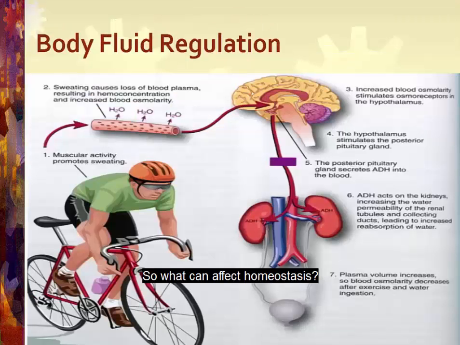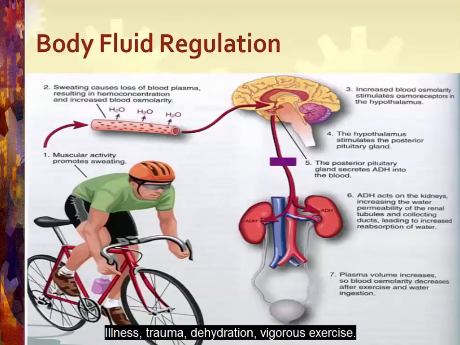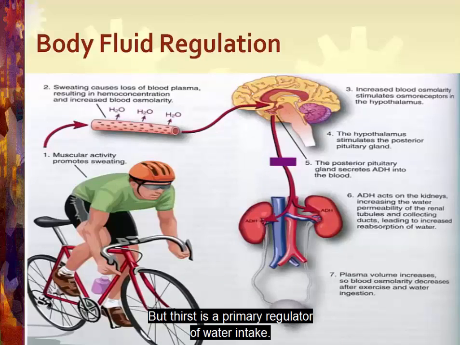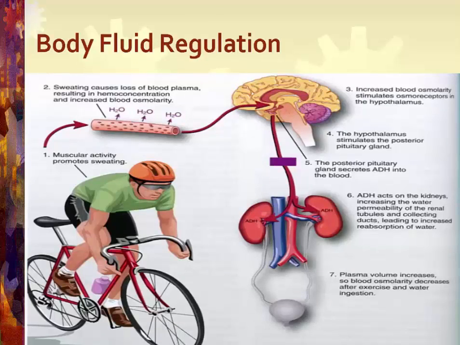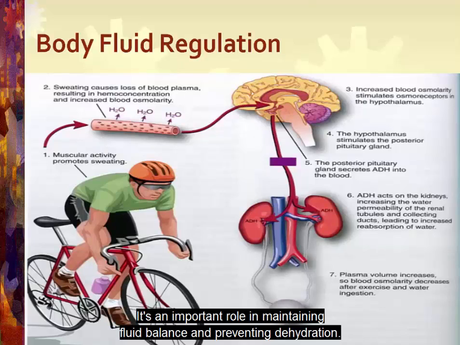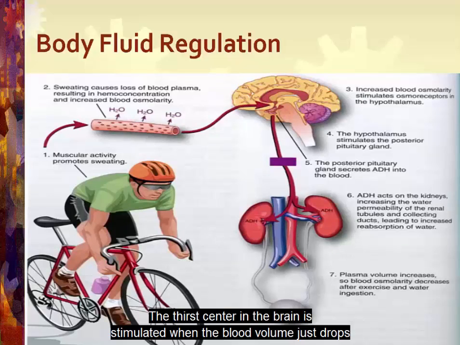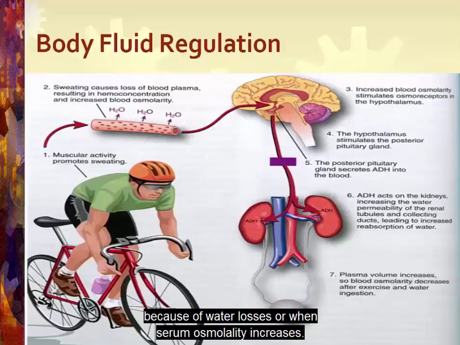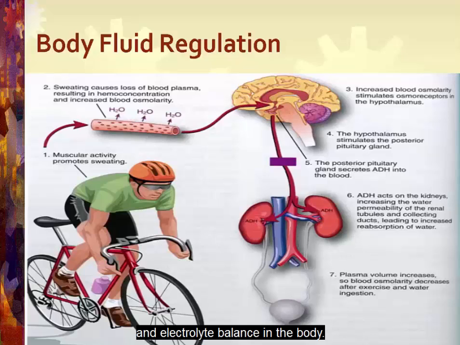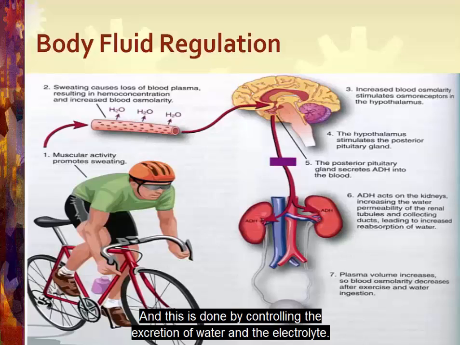So what can affect homeostasis? Illness, trauma, dehydration, vigorous exercise. But thirst is a primary regulator of water intake. It has an important role in maintaining fluid balance and preventing dehydration. The thirst center in the brain is stimulated when the blood volume drops because of water losses or when serum osmolality increases. Kidneys are primarily responsible for regulating fluid volume and electrolyte balance in the body, and this is done by controlling the excretion of water and the electrolytes.